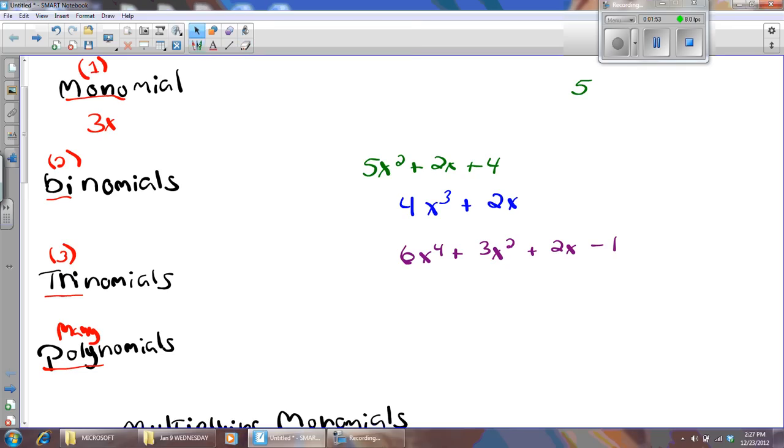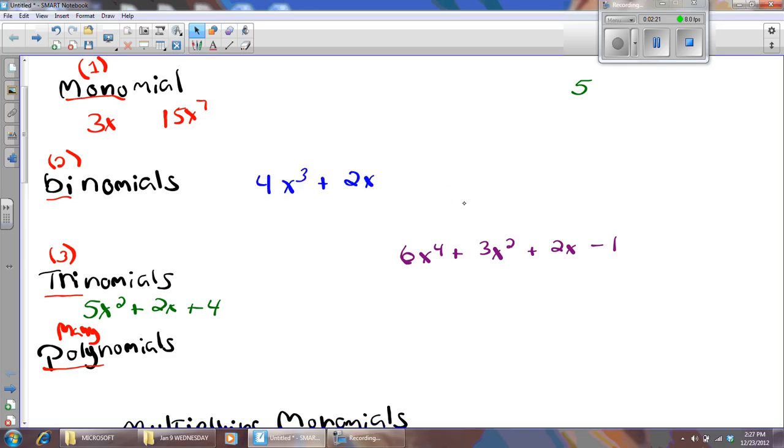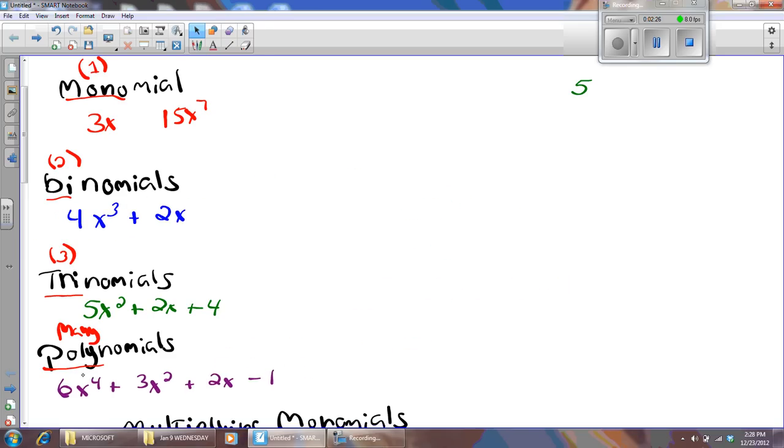Another example of a monomial might be like 15x to the 7th power. That's another monomial. It's just one term, because it's all attached by multiplication. When you get attached by addition or subtraction, then it becomes multiple terms. Like this one here has 1, 2, 3 monomials. Well, 2 monomials and a constant, I should say. And that is a trinomial, right? This one has 2 terms. That's a binomial. And there is one with 4 terms, and that's a polynomial.